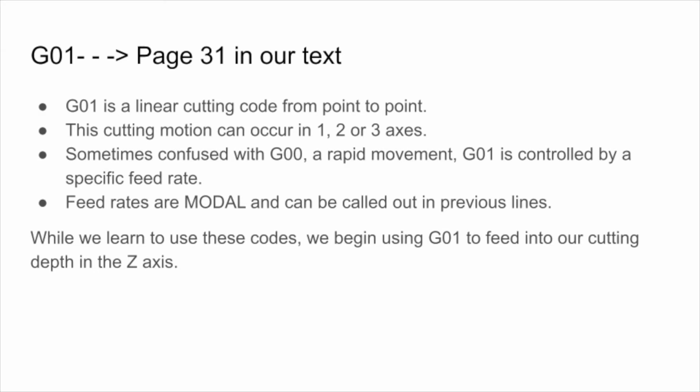This code is very similar to the G00 rapid movement. The difference between them is that the G01 requires a feed rate. That feed rate will be inches per minute. G01 will cut a straight line and is modal. The feed rate is also modal and can be stated on a previous line.